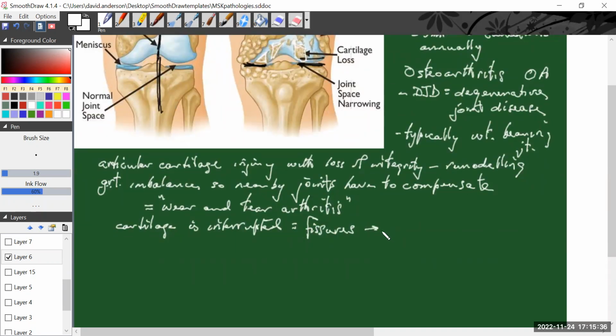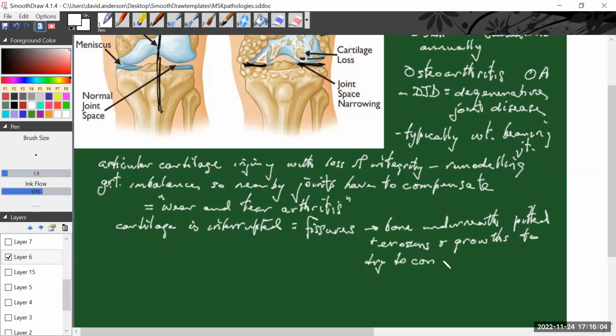So you end up seeing the bone underneath is described as being pitted and with erosions and then growths to try to correct the forces going across the joint. So there's the loss of this protection, so the underlying bone now is exposed.